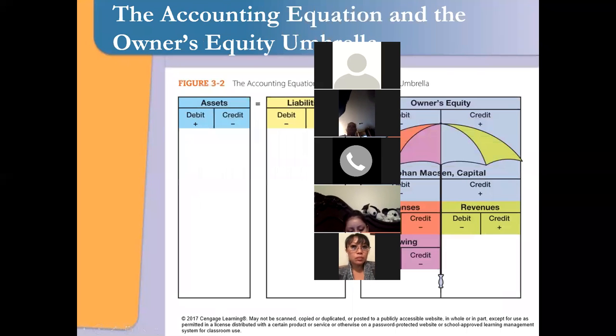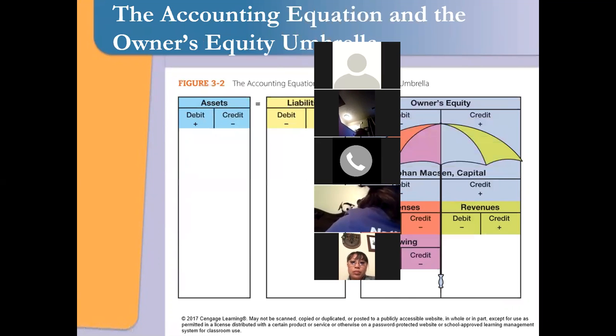All right. Now here we have this picture. Is everybody able to see this on the screen? Assets, liabilities, owner's equity. Let's talk a little bit about what that means. I want you to focus on the equal sign. This is our accounting equation. Are you guys familiar with the accounting equation? Assets equals liabilities plus owner's equity.